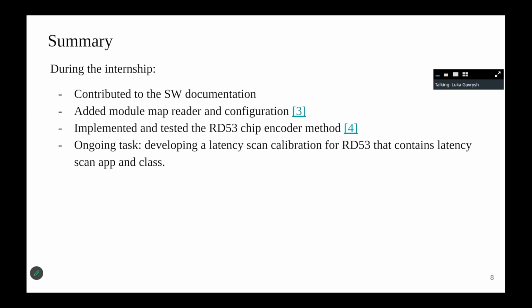First, what I've done: I contributed to the software documentation and wrote some scripts for the software, working on the Apollo boards, the module map reader and the configuration system. I added the links to the closed merge requests. I implemented and tested the RD53 chip encoder method, and I have an ongoing task, developing a latency scan calibration for RD53 chips that contains a latency scan app and class.